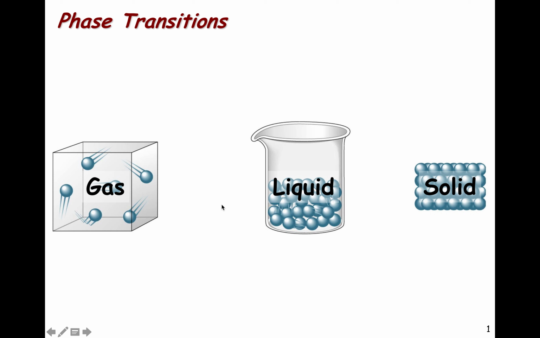In this video, we're going to discuss the common phase transitions between solids, liquids, and gases. If we were to either compress or cool a gas, we would reduce the average kinetic energy such that the gas molecules, when they collide, will potentially stick due to the intermolecular forces. And this would be the process of condensation.